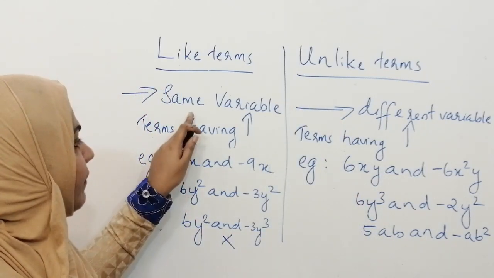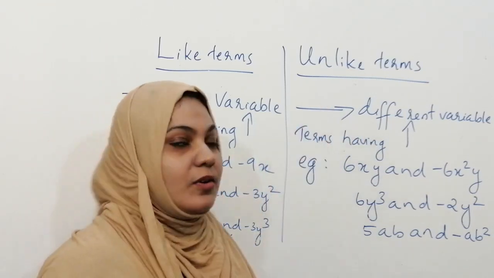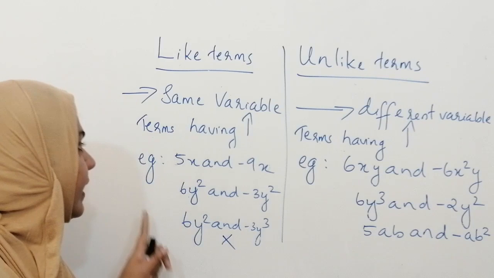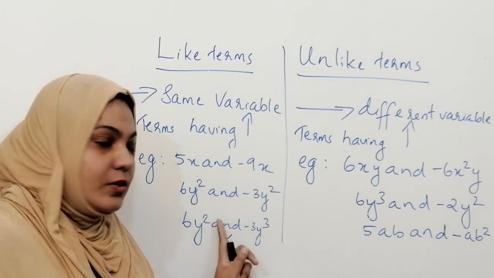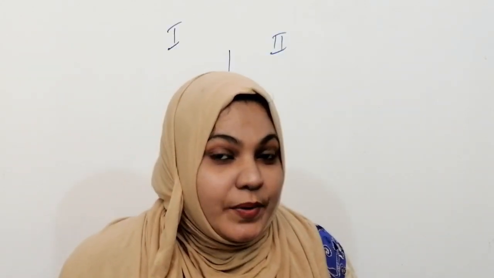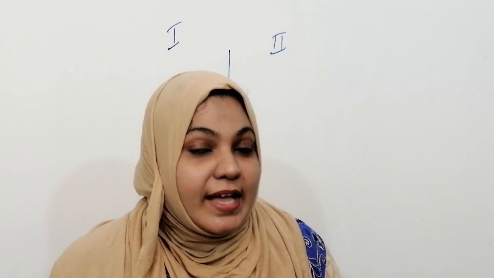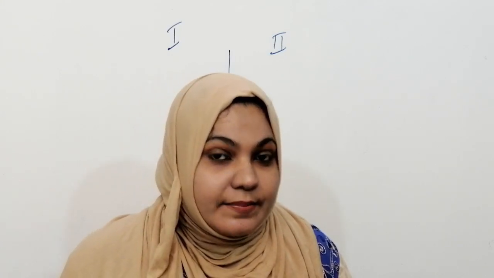Terms which contain the same variables are called like terms. Terms which contain different variables are called unlike terms. So here you can see like term means same variables with the same power. If it is not the same, that expression is called an unlike term. So our next topic is addition and subtraction of algebraic expressions. We can only add or subtract like terms.